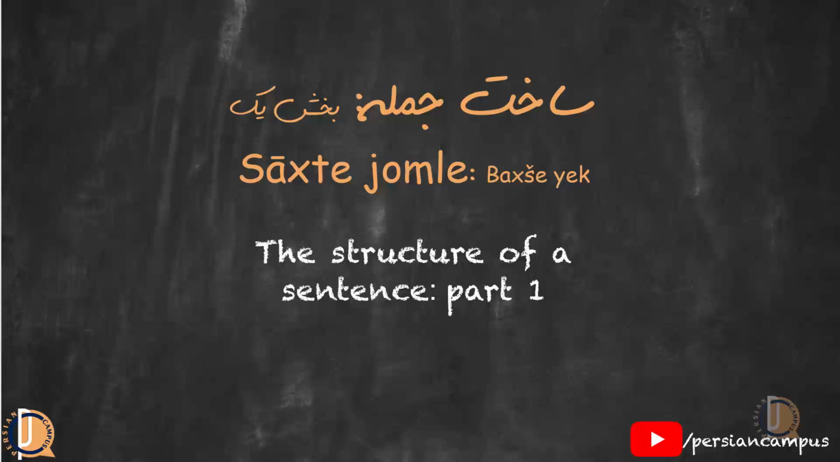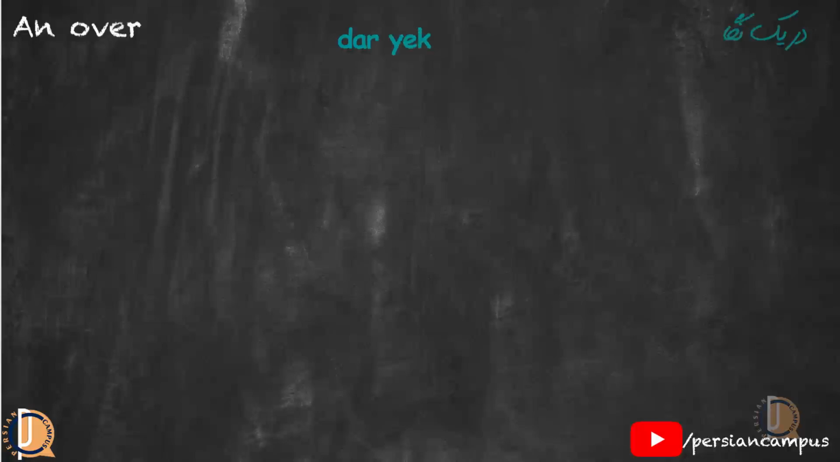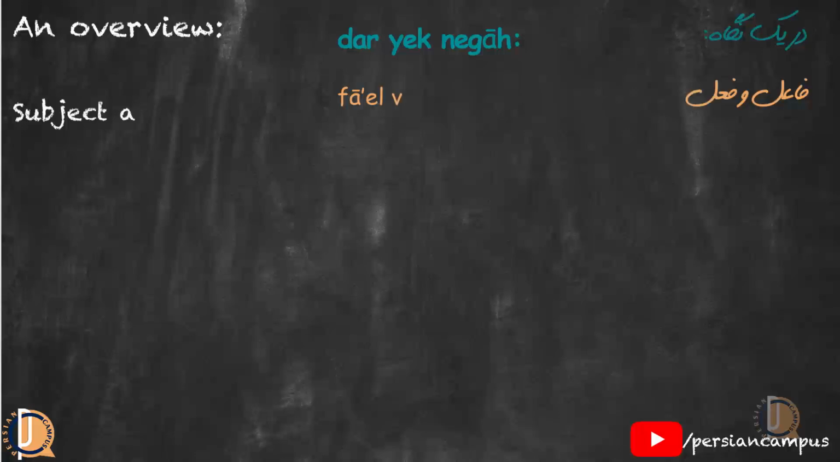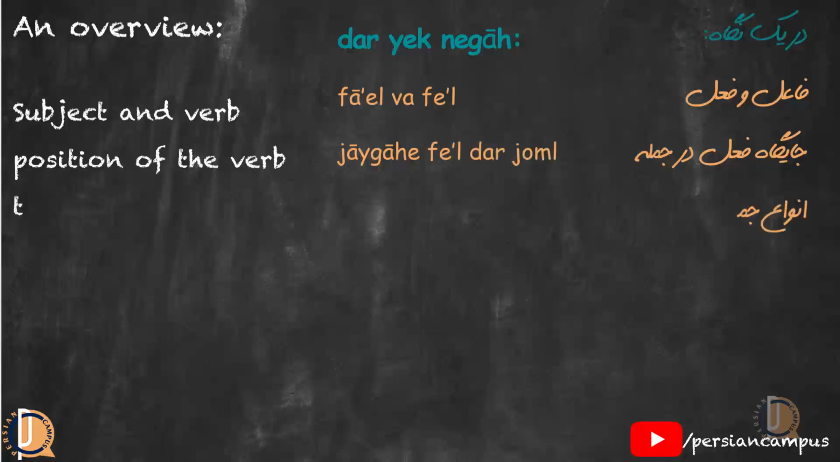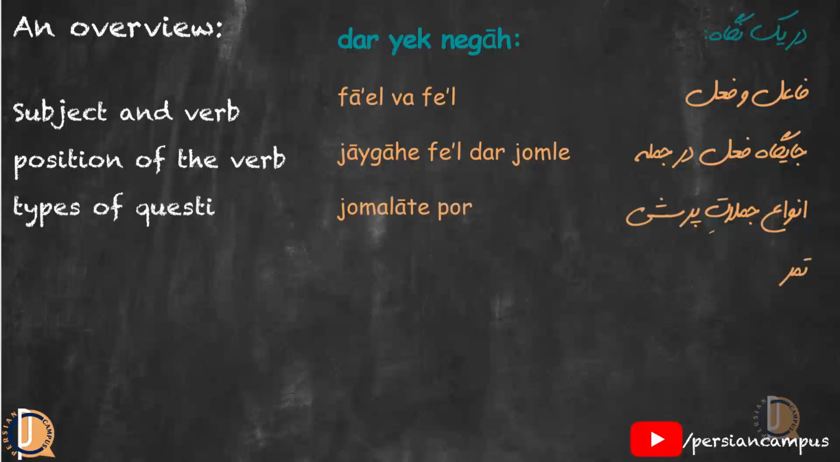Here is an overview of what we'll be learning in this lesson. We will begin with the important parts of the sentence, the subject and the verb. We will also learn where the verb is placed and the types of questions. We will conclude this video with a short exercise.